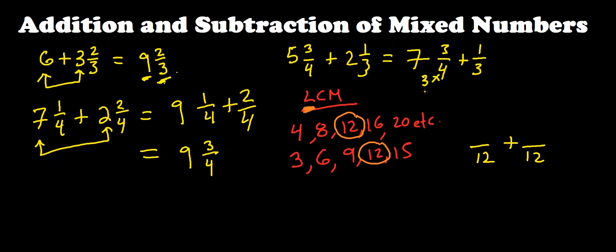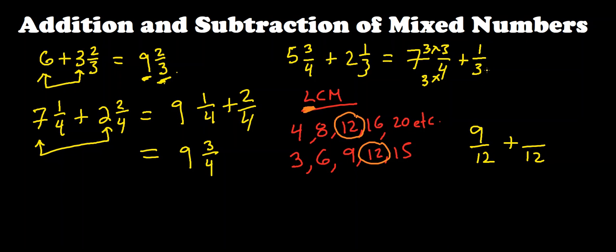Okay, so once we know what we have to multiply this denominator by to get 12, we just multiply the numerator by the same number. So we have to multiply the numerator by 3 as well. 3 times 3 is 9. So the numerator for this is 9.